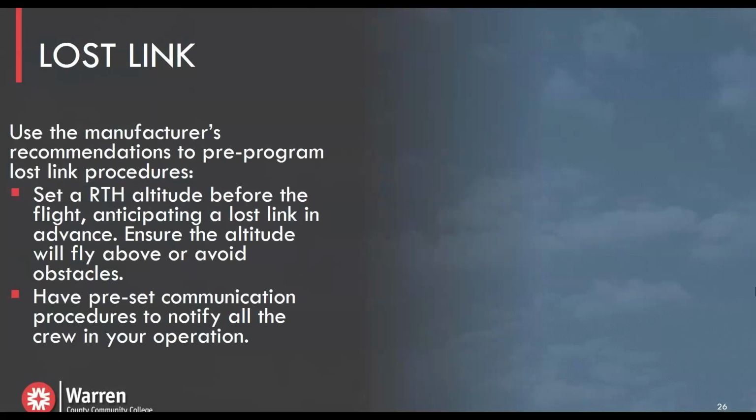Use the manufacturer's recommendations to pre-program your lost link procedures. Set a return to home altitude, remember, above any obstructions, before the flight. Anticipate that it's going to happen to you in advance. Plan for it as if it's going to be part of your mission. That's my advice to you. It happens when you least expect it. It happens frequently. Ensure the altitude will fly above all obstacles. We've talked about that. Have preset communication procedures to notify all the crew in your operation. You need to let them know.